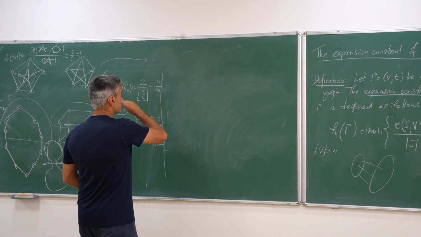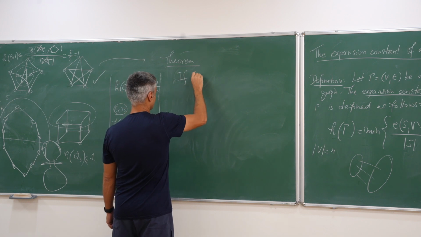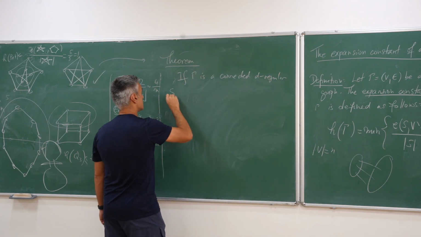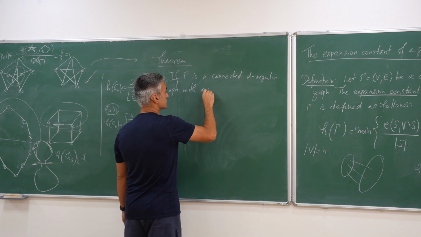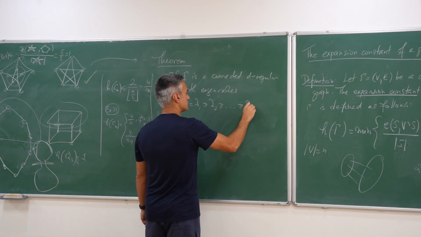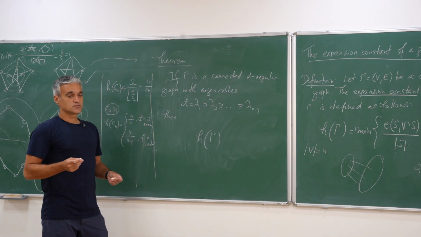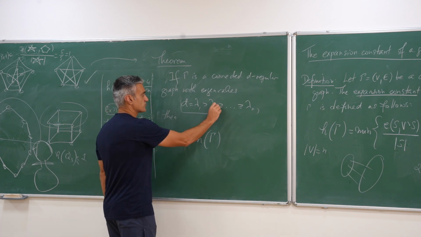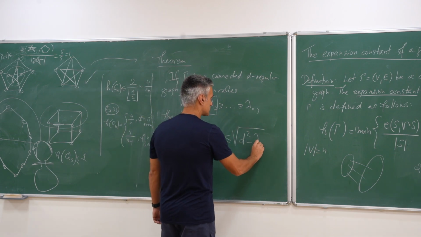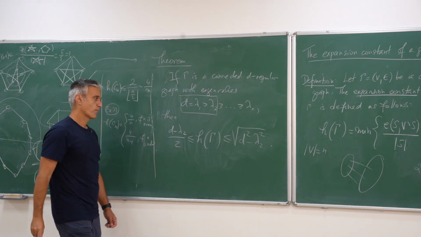Okay, so let's write down now the theorem. If gamma is a connected d-regular graph with eigenvalues of the adjacency matrix d equals lambda 1 bigger than lambda 2 bigger than ... bigger than lambda n, then the expansion constant of gamma is bounded below and above by two quantities which involve the gap between d and lambda 2. It is less than or equal to the square root of d squared minus lambda 2 squared, and it is greater or equal than (d minus lambda 2) over 2.